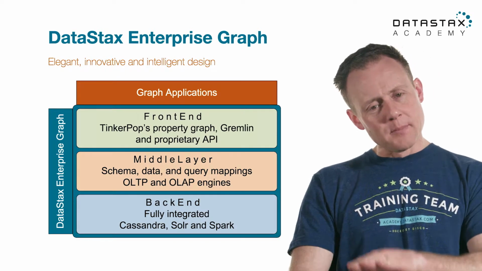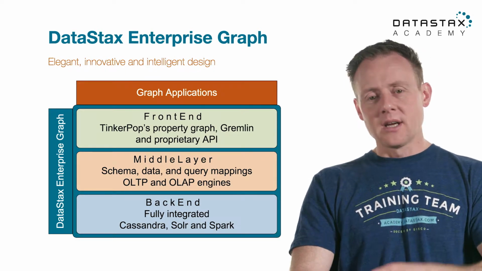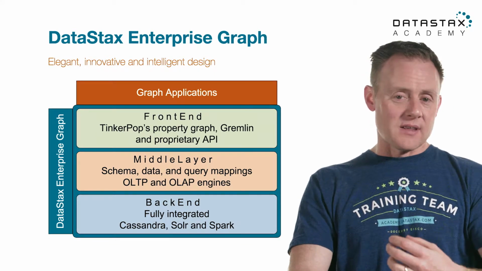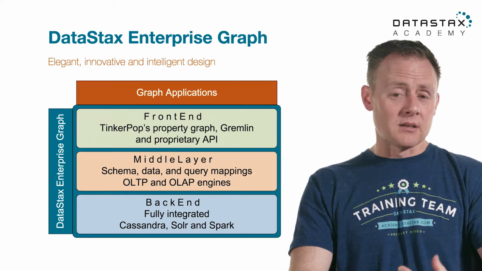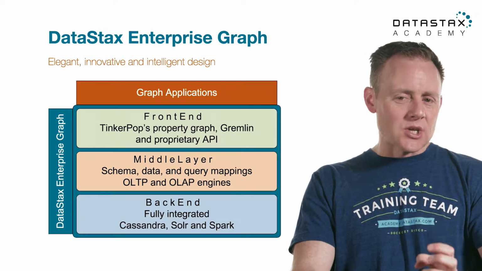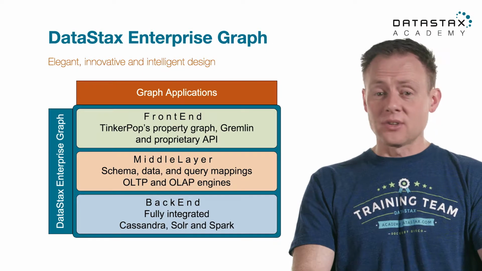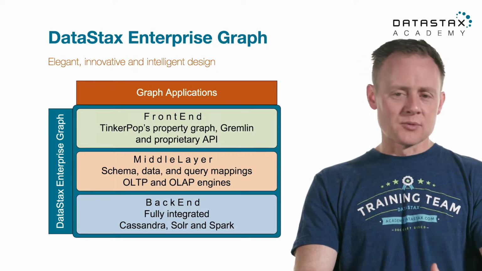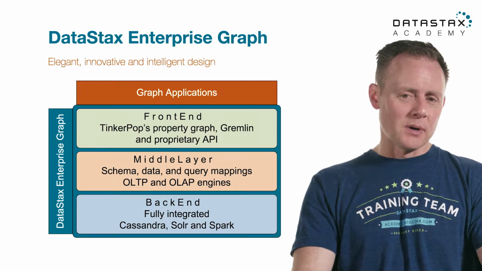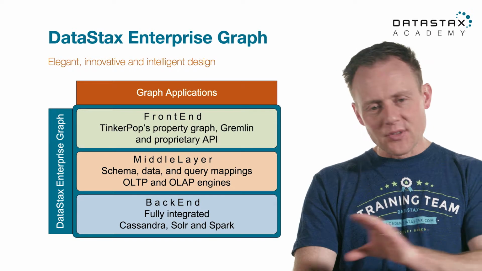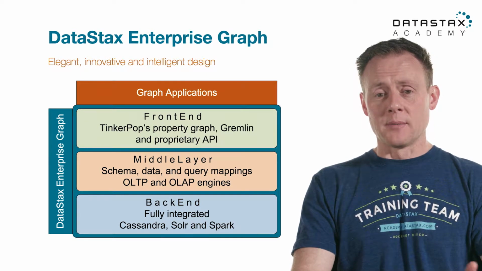Now, if you go all the way down to the bottom of this diagram, the back end, that's Cassandra, that's Solr, that's Spark. Those are the heavy lifting data backend of DataStax Enterprise. Now, the way in which a graph is represented in the distinctly non-graph database of Cassandra, and the way certain types of traversals are enabled by Solr and Spark, to a large degree, as a developer, you don't have to worry about that. That's done in this diagram by what we call the middle layer.